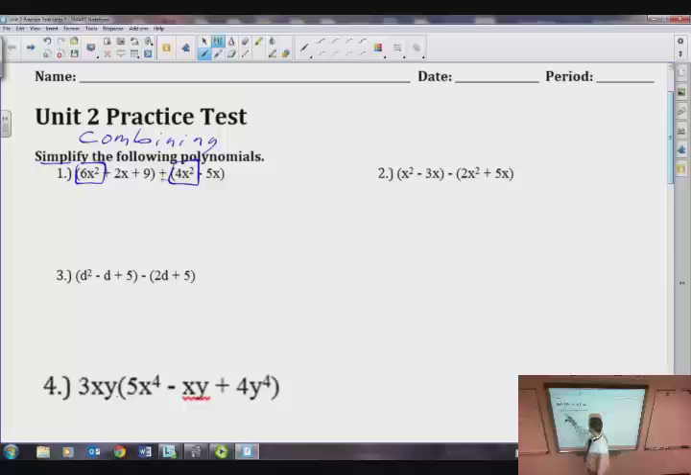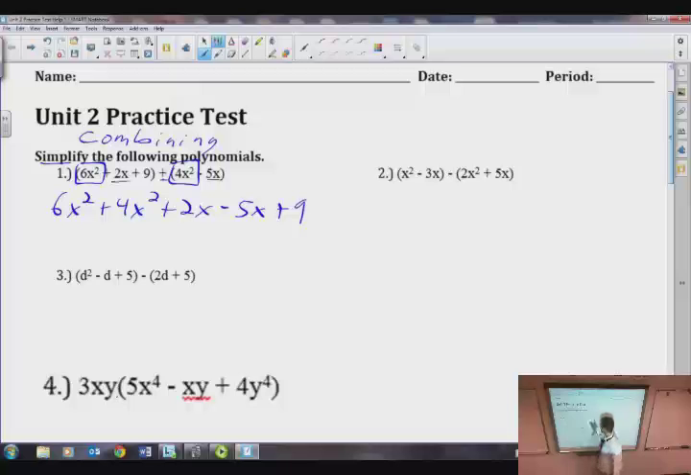So I'll just write them down. 6x squared plus 4x squared. Then we have a plus 2x. Then we have a minus 5x. And then we have a plus 9. So I just rearranged them and put the 4x squared together, and then put the negative 5x with the plus 2x and just wrote them next to each other.